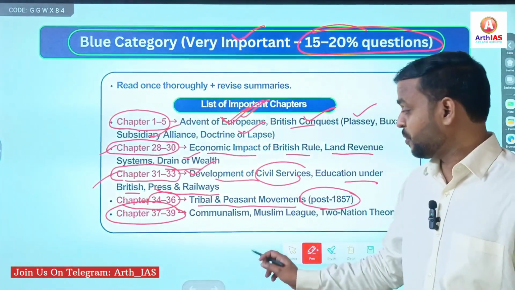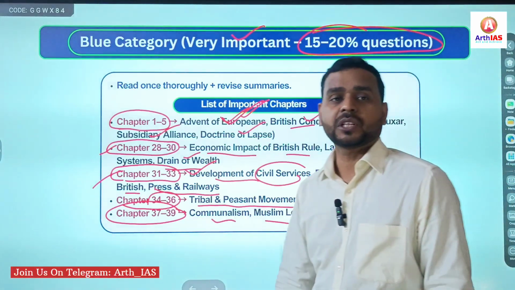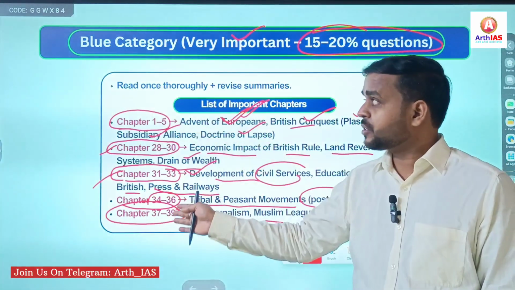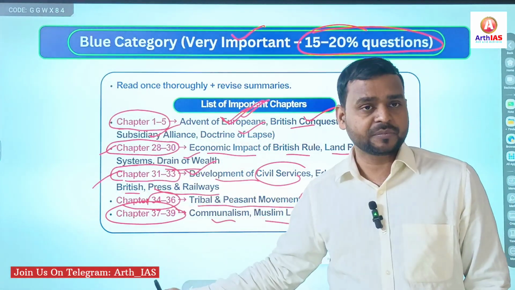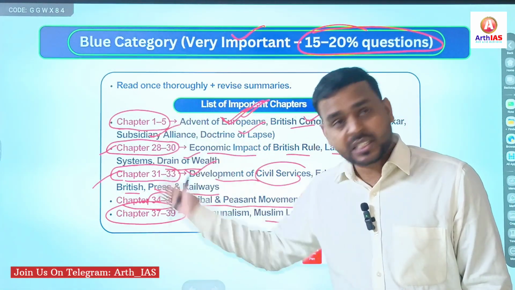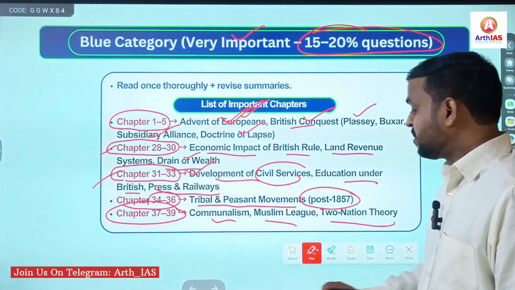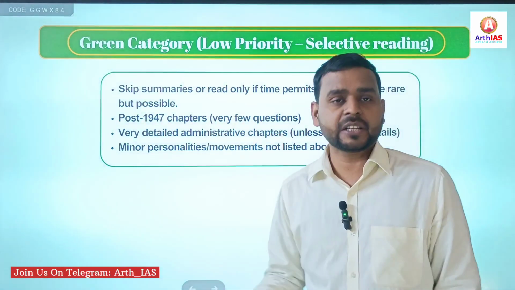Here you will focus on communalism, the Muslim League and the two-nation theory. So this was all about the very important chapters from the blue category, right? Note these chapters and study in the same manner that I have told you. Then at last we will see the least priority areas, the green category, right?